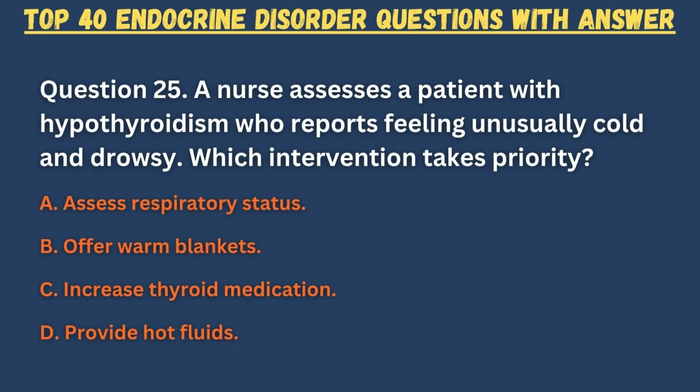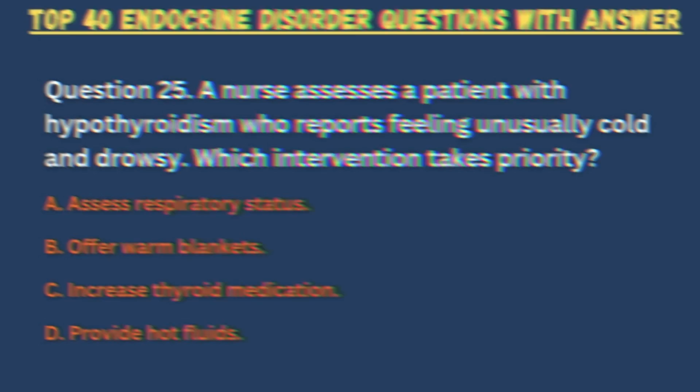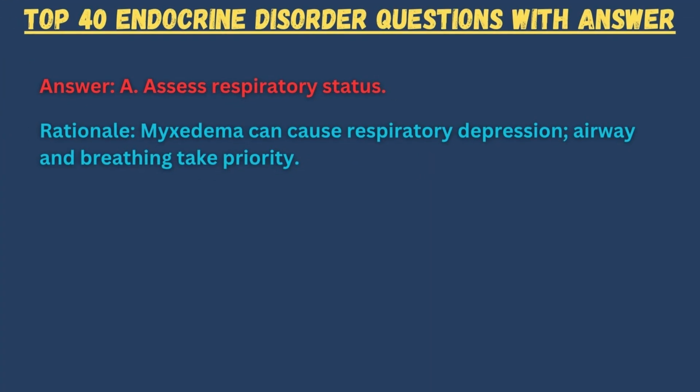Question 25. A nurse assesses a patient with hypothyroidism who reports feeling unusually cold and drowsy. Which intervention takes priority? A. Assess respiratory status. B. Offer warm blankets. C. Increase thyroid medication. D. Provide hot fluids. Answer: A. Assess respiratory status. Rationale: Myxedema can cause respiratory depression. Airway and breathing take priority.